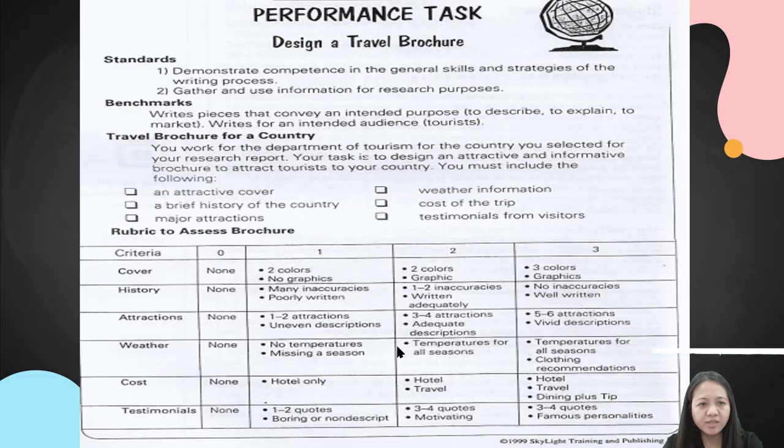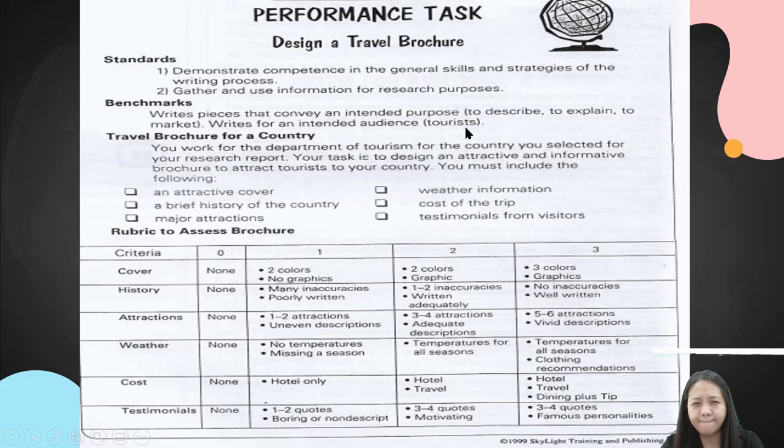And then this one is an example of a performance task in designing a travel brochure. You can have it more detailed, like for the standards. This is like a goal, an aim for them. What you need to do is to demonstrate competence in general skills and strategies of the writing process, and gather and use information for research processes. And benchmarks for this one: write speeches that convey an intended purpose, which is to describe, to explain, to market. Write for an intended audience, tourists.